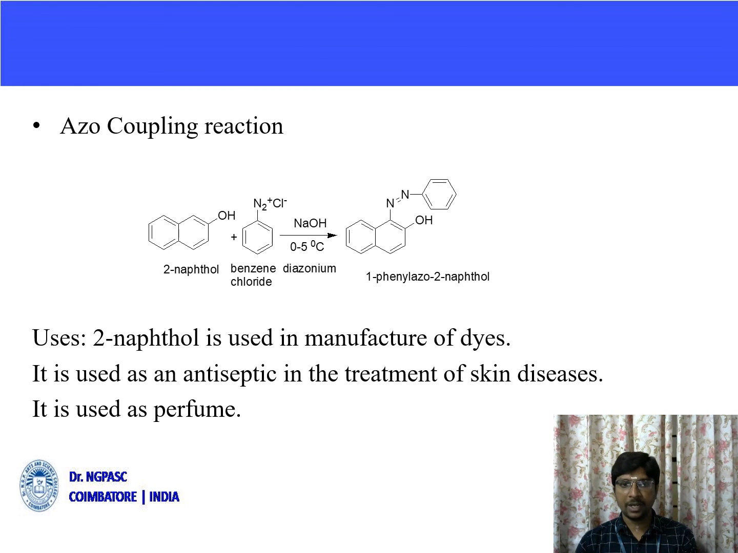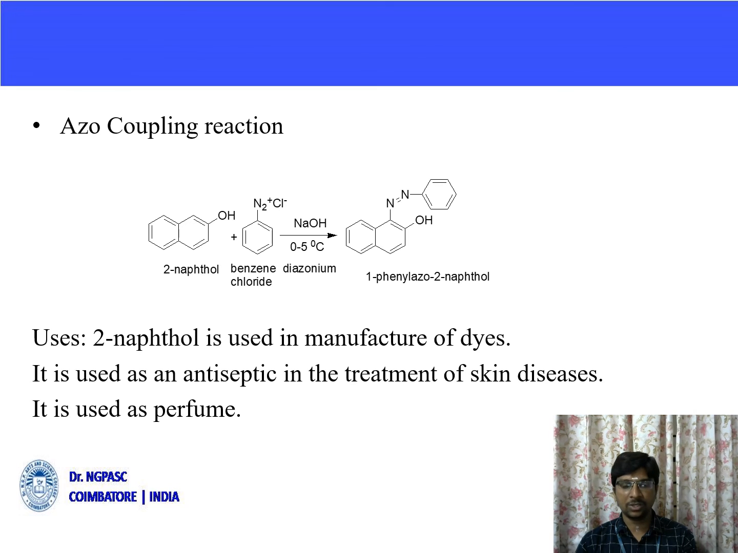The another chemical reaction, azo coupling reaction. So the 2-naphthol compound is treated with benzene diazonium chloride in presence of sodium hydroxide. Finally, we are getting an azo compound. So the compound name is 1-phenyl azo 2-naphthol compound.